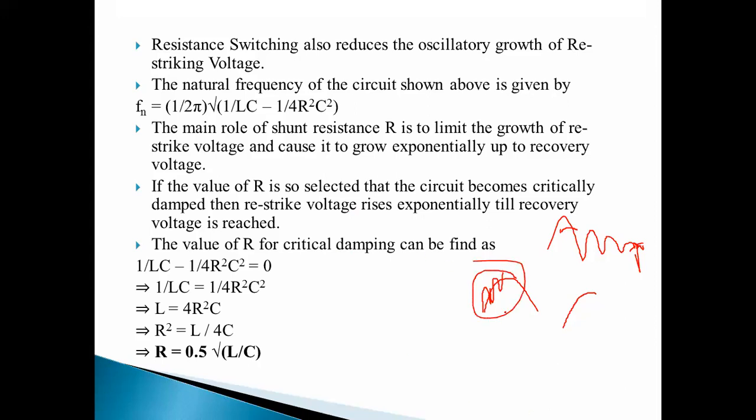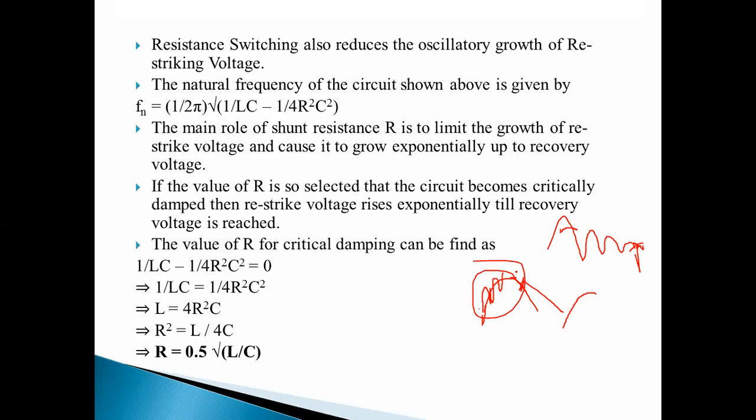Okay, so we have to select such a value of that resistance so that your voltage will not be oscillatory, so it will rise exponentially, till the recovery voltage is reached. म्हणजे इथून पुढे तुमचं रिकव्हरी व्होल्टेज स्टार्ट होते. So up to this recovery voltage, that restriking voltage will be critically damped or it will increase exponentially.